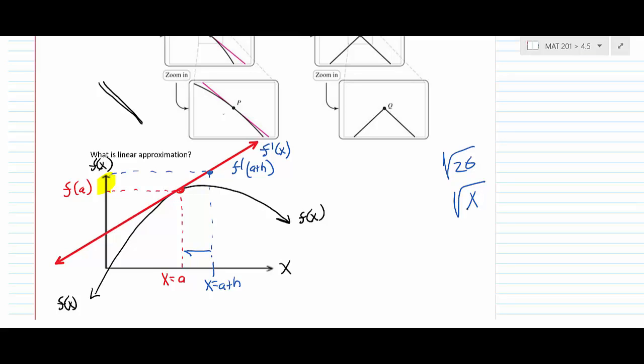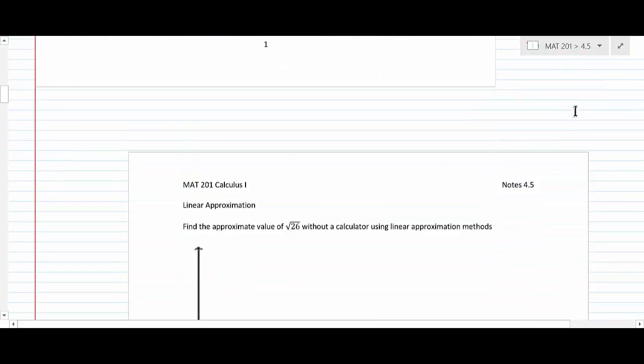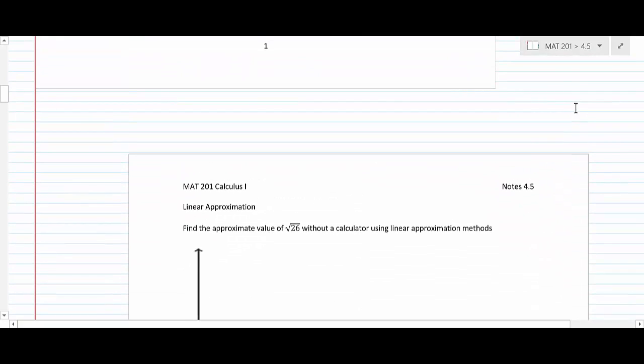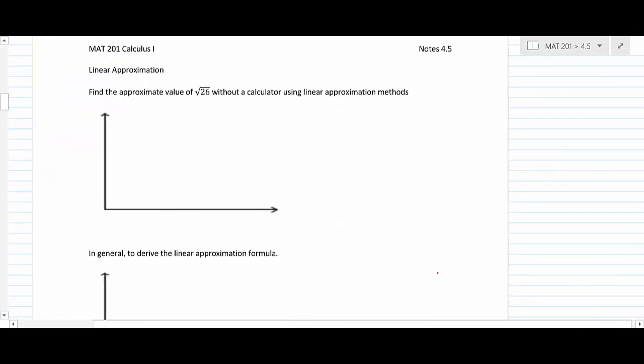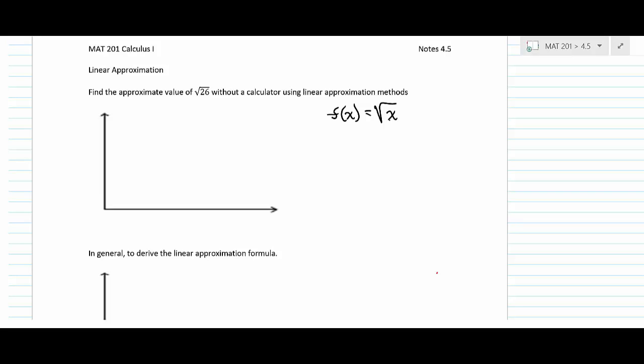So that's the idea. If you move out a little bit, that derivative is close to approximating that function value. All right, so let's go ahead and do this approximation of the square root of 26, just using a linear approximation method. Let's do the square root of x, so we're going to graph that function, because we're doing a square root function. If you were approximating a cube root of something, you'd use a cube root function and so forth.